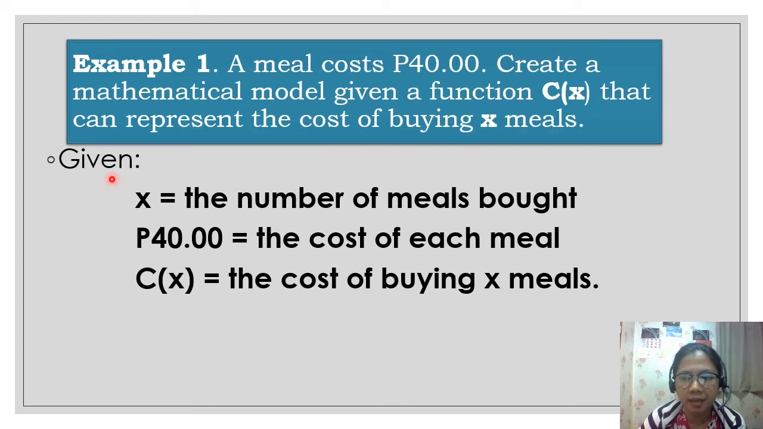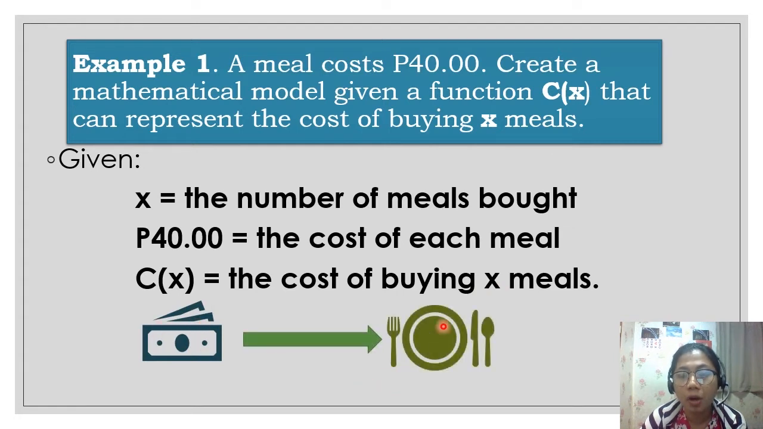First, let's have the given. X is the number of meals bought. 40 pesos, that is the cost of each meal. C of x, that is the cost of buying x meals. We don't know how many meals, that's why we just represent it with x meals. Remember that the cost of buying x meals depends on the number of meals you buy.